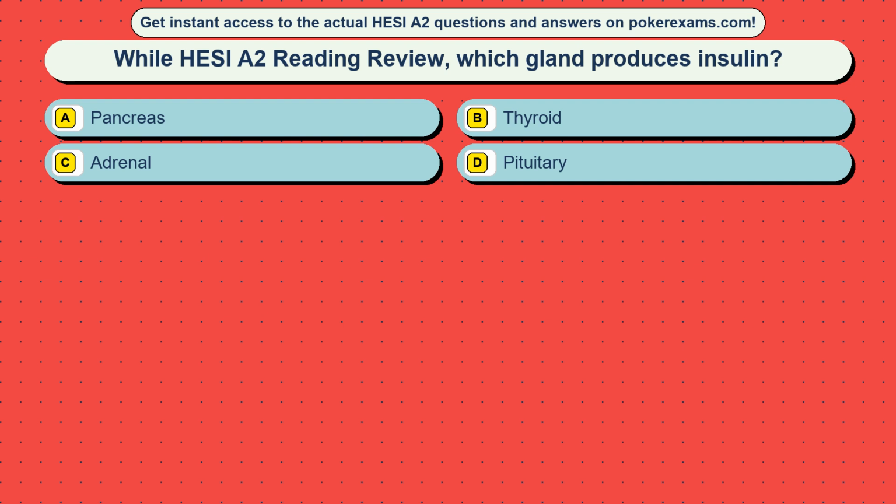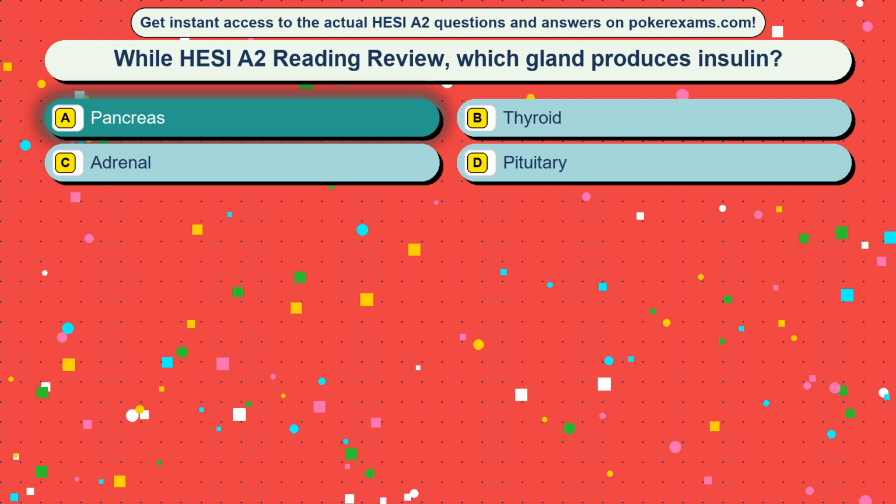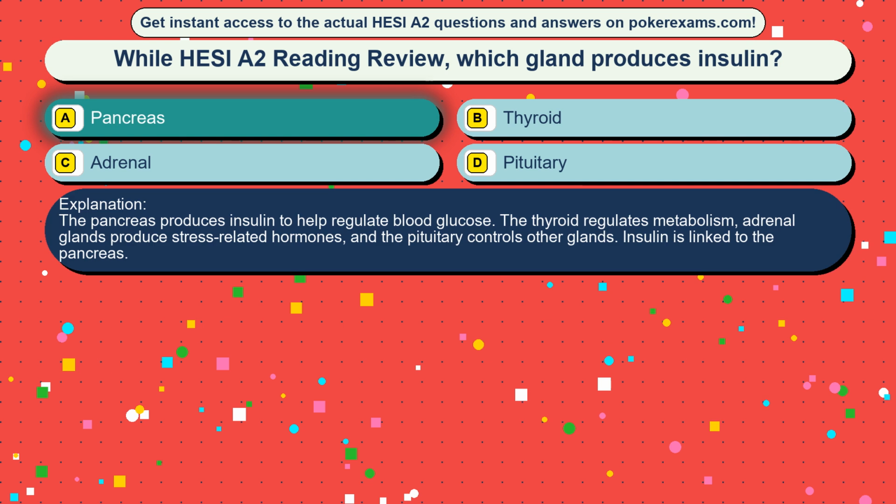Option A, pancreas. Option B, thyroid. Option C, adrenal. Option D, pituitary. The correct answer is option A, pancreas. The pancreas produces insulin to help regulate blood glucose.